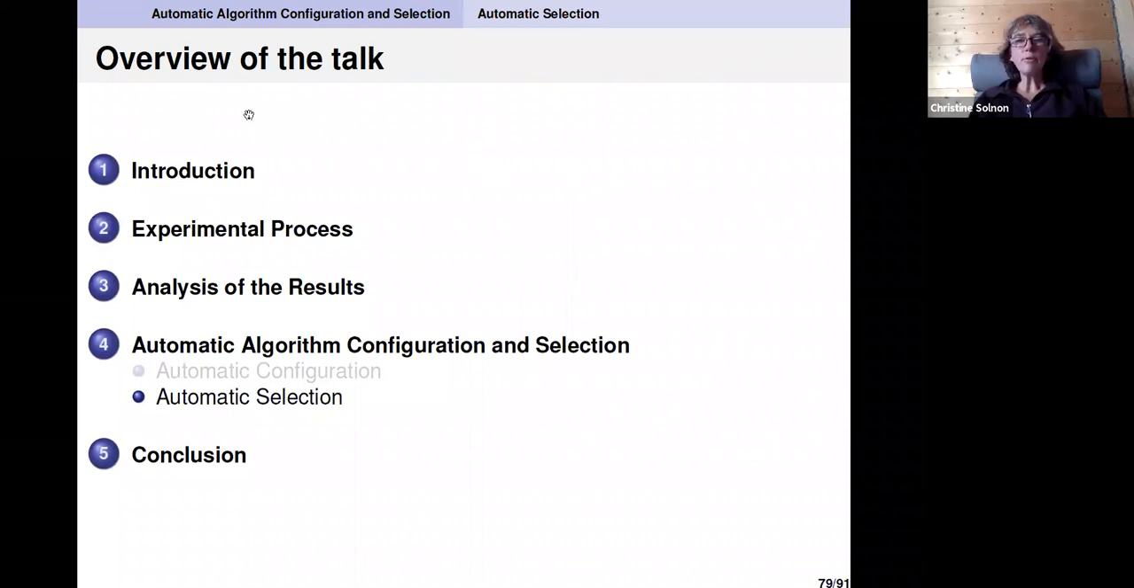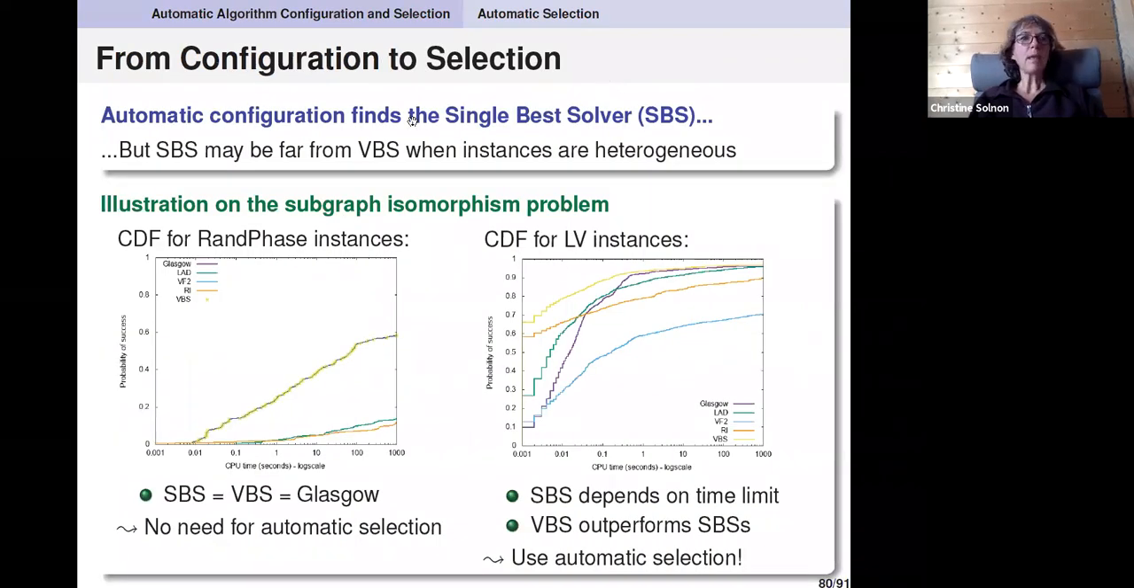Another complementary approach is algorithm selection. Automatic configuration is really nice to find the single best solver, so SBS. But we have seen that SBS may be very far from the virtual best solver when instances are heterogeneous. So that was our conclusion on subgraph isomorphism problem. On some classes of instances, the single best is equal to the virtual best. This is the case here. And in this case, we don't have to do automatic selection.